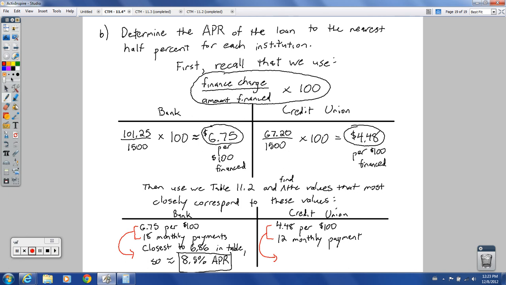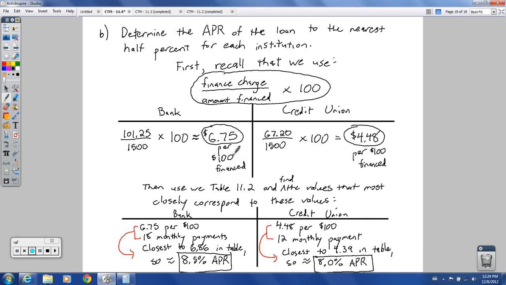And then this one, different color here again, matching up with this. This is closest to the 4.39 in the table. So we're using approximately 8.0% APR, meaning if we got the math right here, that would mean that this credit union deal, in terms of annual percentage rate, is a slightly better deal than the bank.